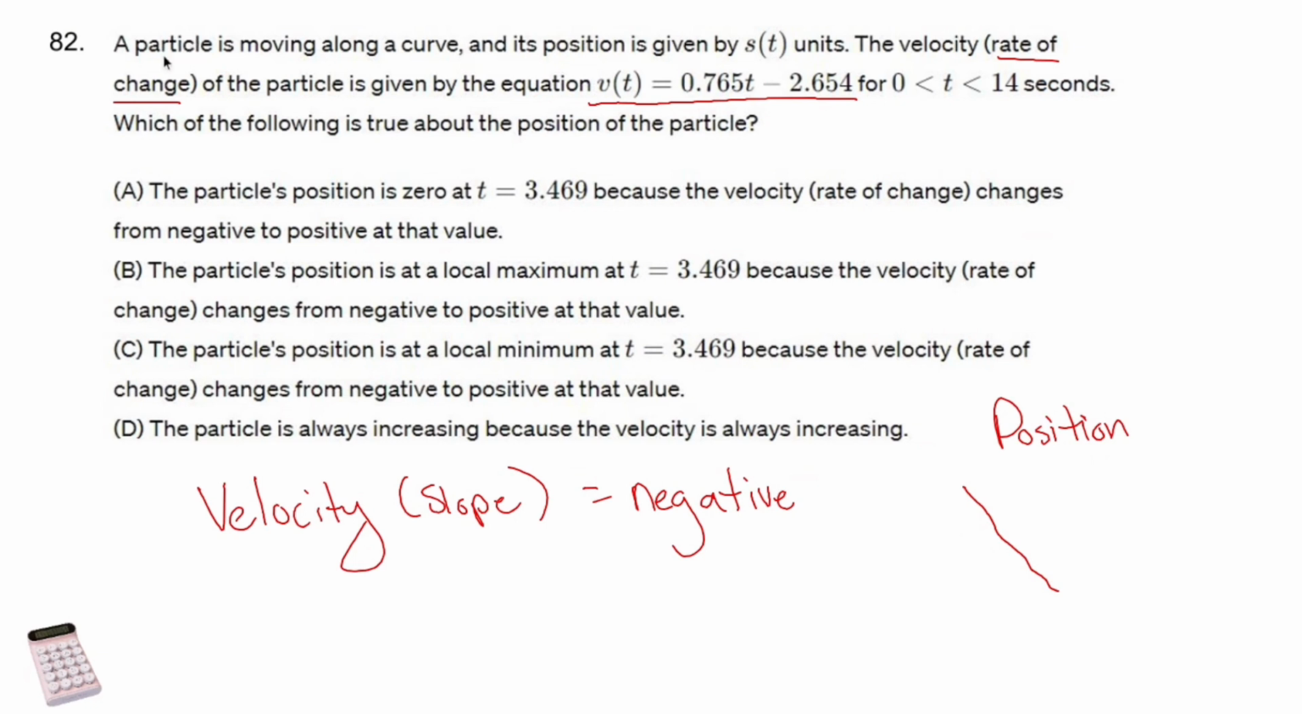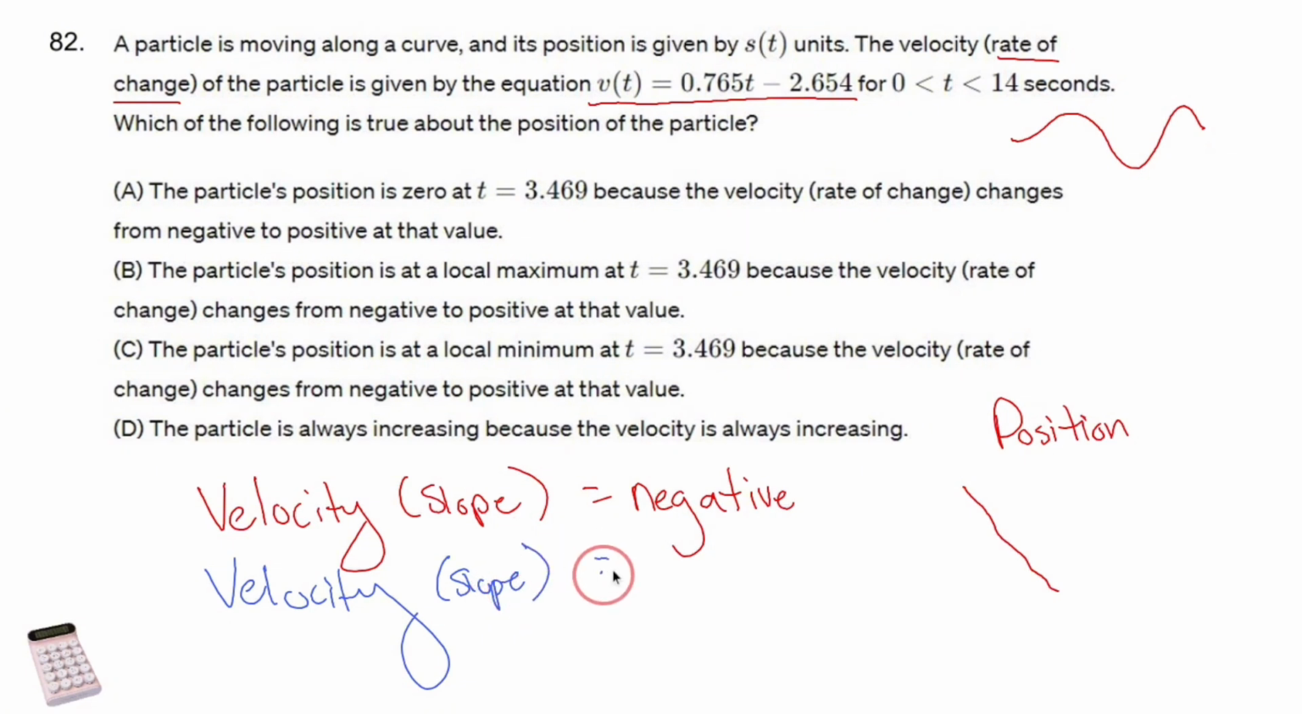Now, what that means with a particle is a particle can go up, down, we don't know. But if the velocity or the slope is negative, the position follows a negative slope. It's going down. If the velocity, also known as the slope, is positive, that means its position is following a positive slope, so it's going up. So there's two things that we're looking at here. One thing is this picture that I kind of drew here.